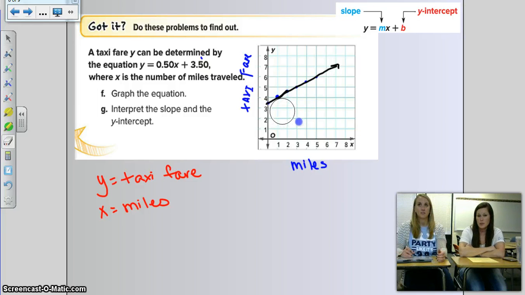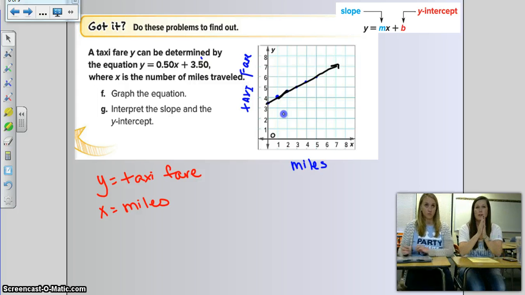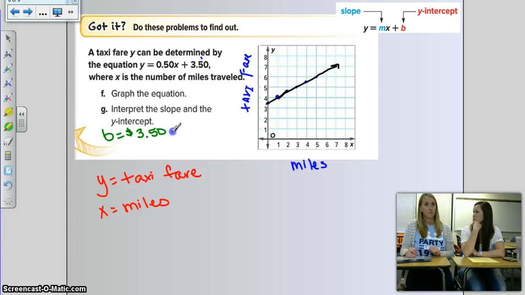Now it says interpret the slope and the y-intercept. So I know how to interpret the y-intercept. The y-intercept is right there, $3.50 for 0 miles. How do you want me to write that though? I guess I would just say, B equals $3.50. $3.50 for 0 miles, right?